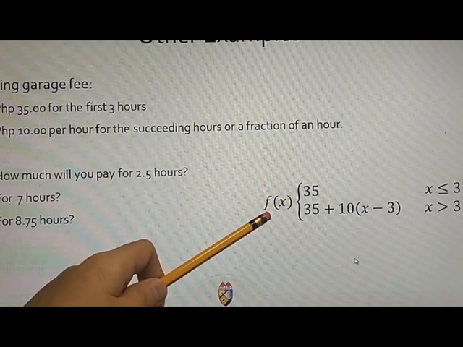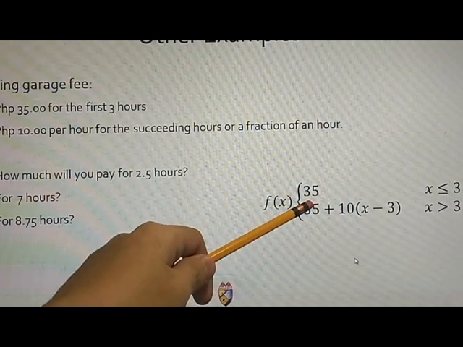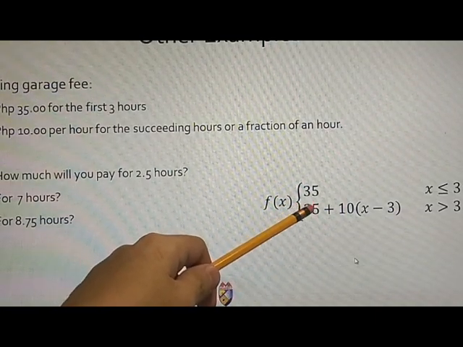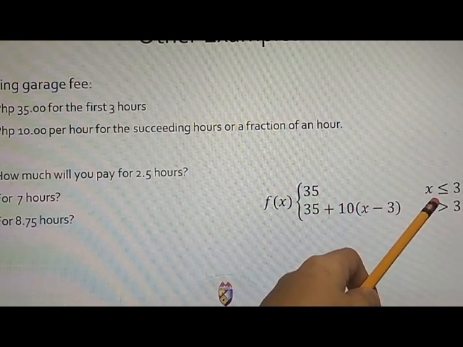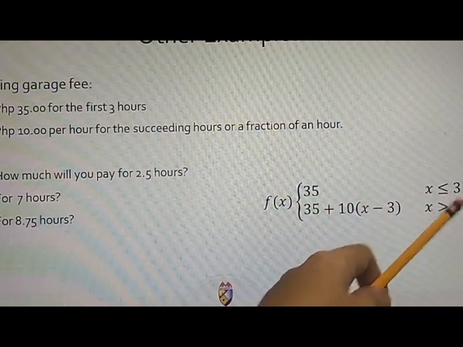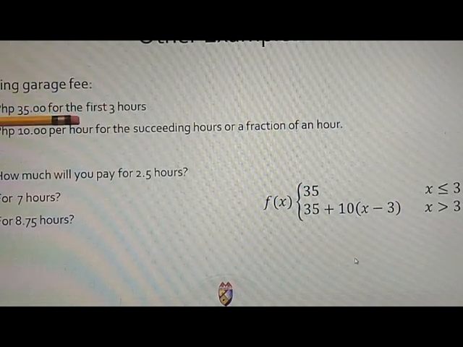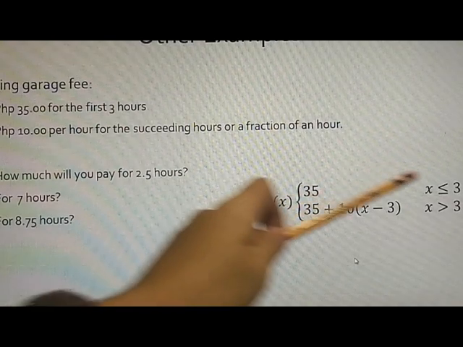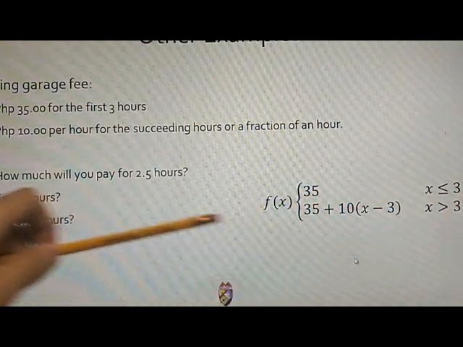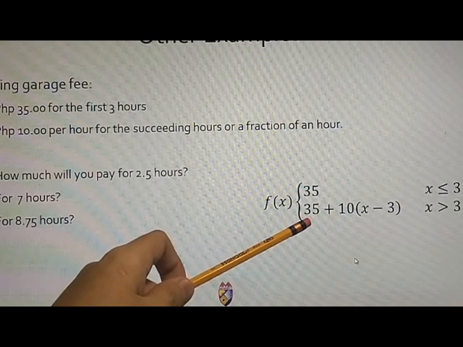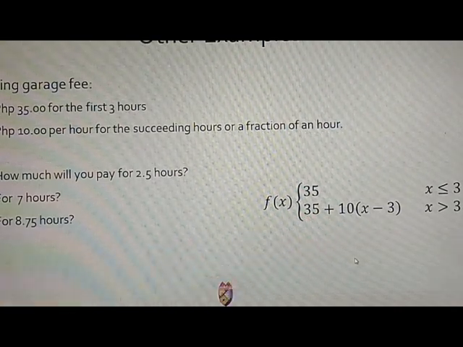So this is the condition. We have f of x, or function of x, represented by 35 for every x that is less than or equal to 3. That is condition 1 here, for the first 3 hours, so x is less than or equal to 3. Next we have 35 pesos plus 10 times x minus 3.